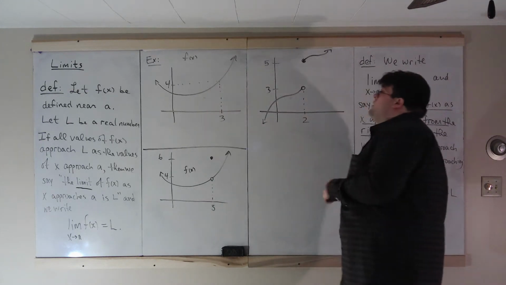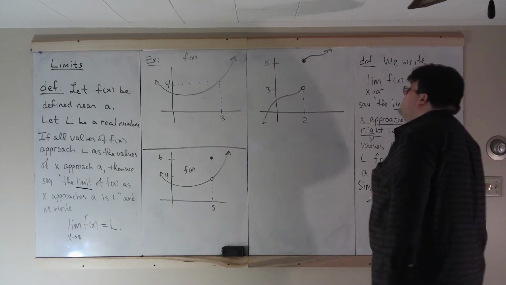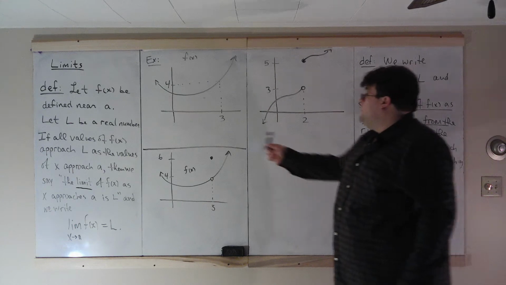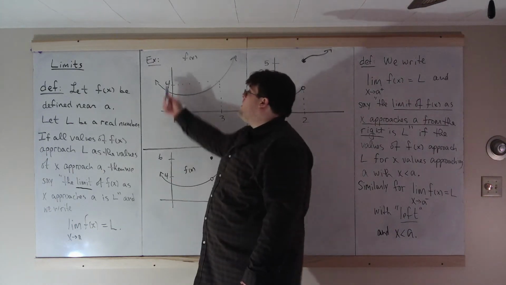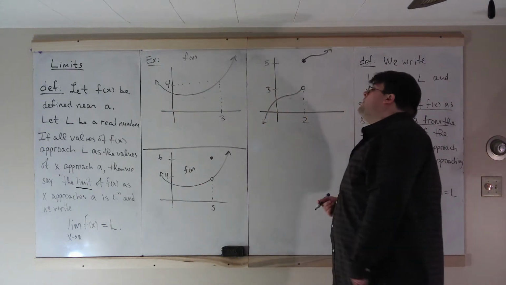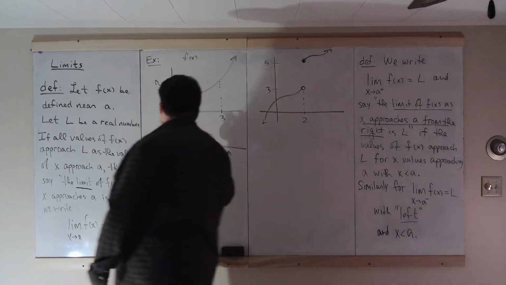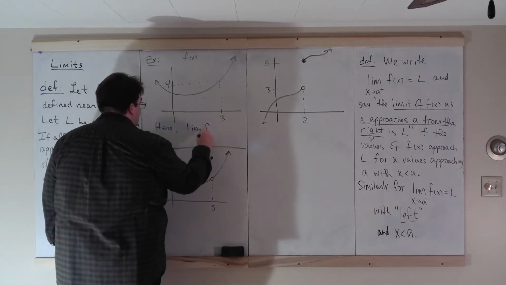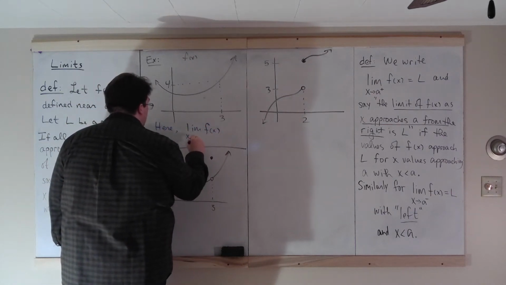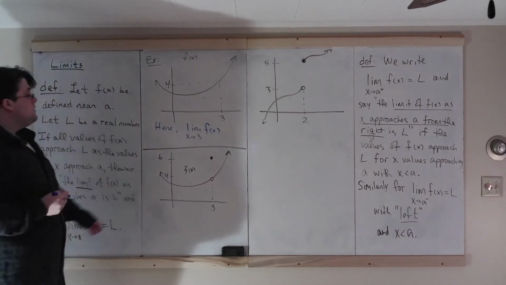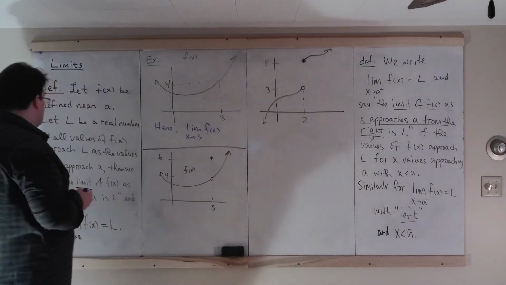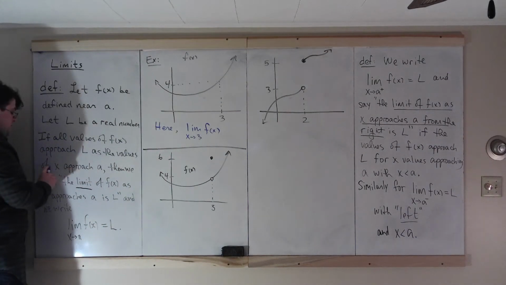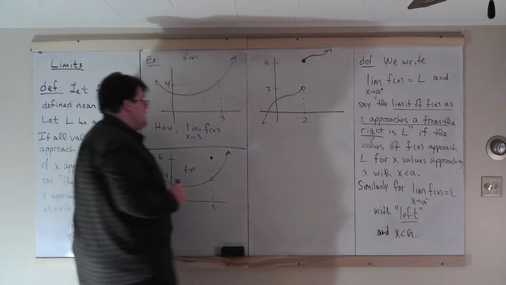First, we have this one. So here's a function. I marked off the point 3,4 on this function because the 3 is the a value we're going to be looking at, 4 is the L value we're going to look at. So here, we're going to look at the limit of f of x as x approaches 3. So we're looking at the function as x approaches 3. So if all values of f of x approach L as the values of x approach, in this case, 3.